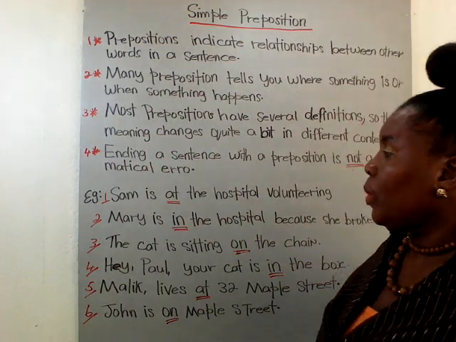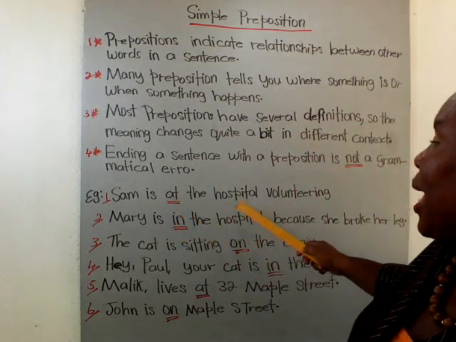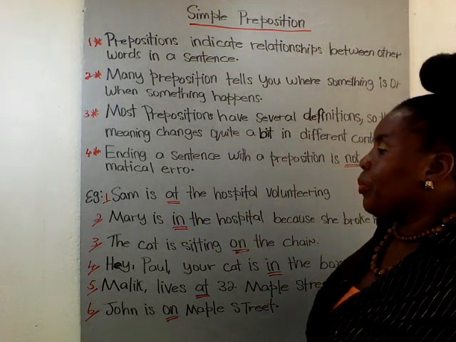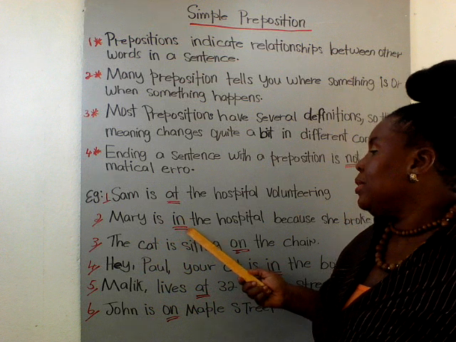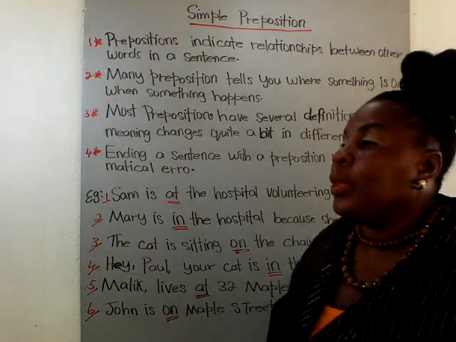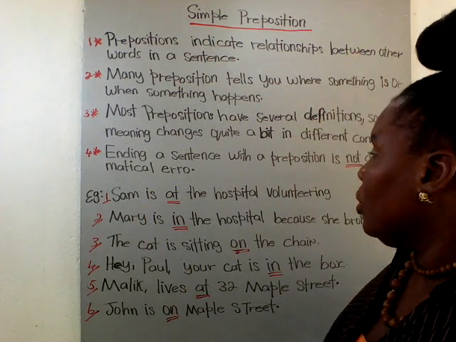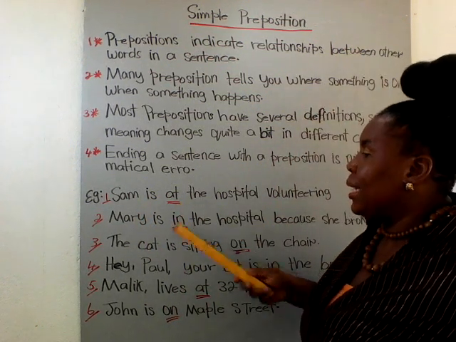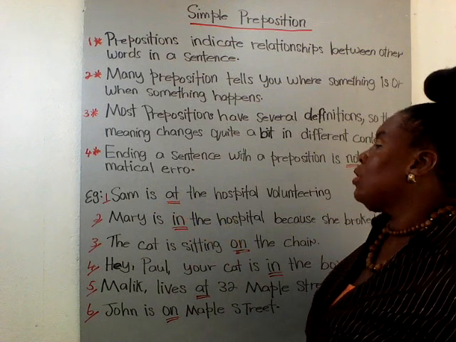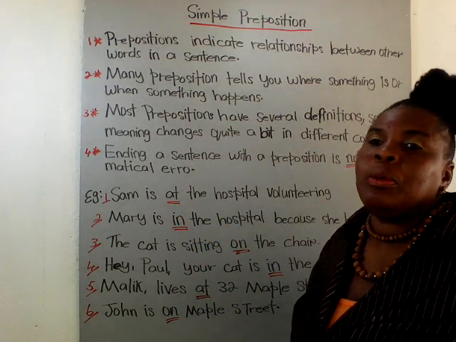Alright? So here are some examples I've written out for you. Sam is at the hospital volunteering, versus Mary is in the hospital because she broke her leg. So why are these sentences different? At and in. Sam is at the hospital volunteering. Mary is in the hospital with a broken leg.